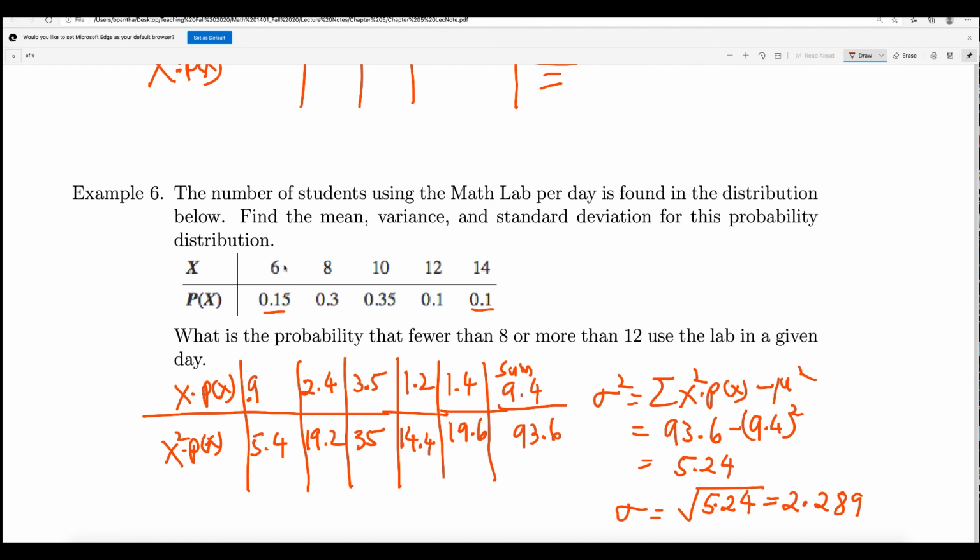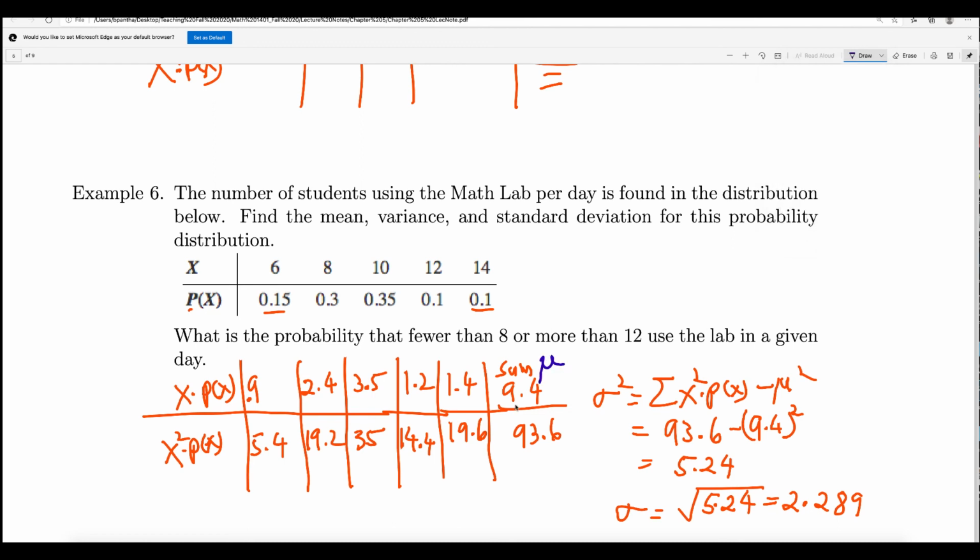So here x and P(x) are given. To find the mean, what do you do? You do x times P(x): 6 times 0.15, 8 times 0.3, and so on. If you add that up, you get 9.4. That is the sum, that is mu. So mu is 9.4.